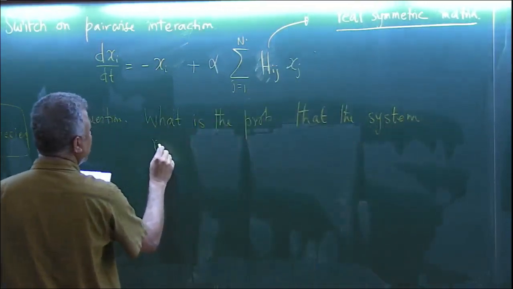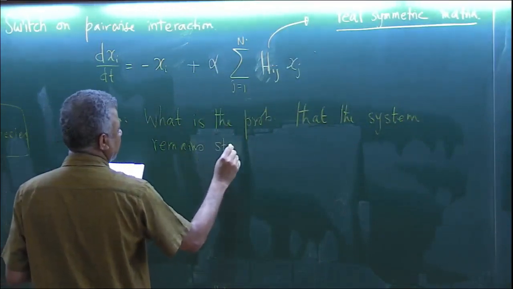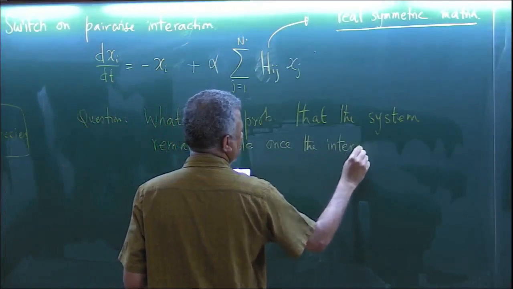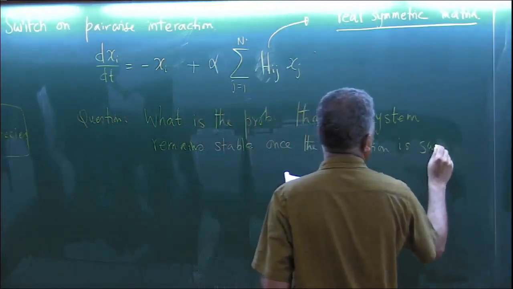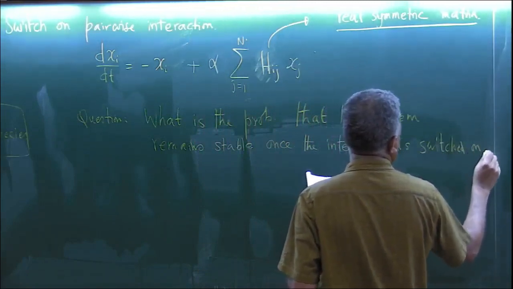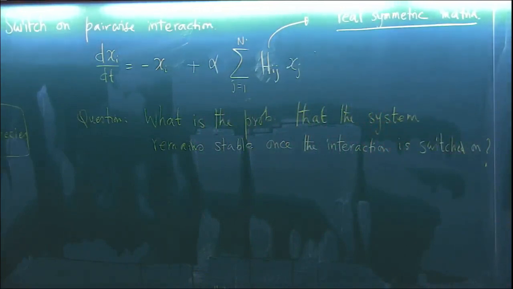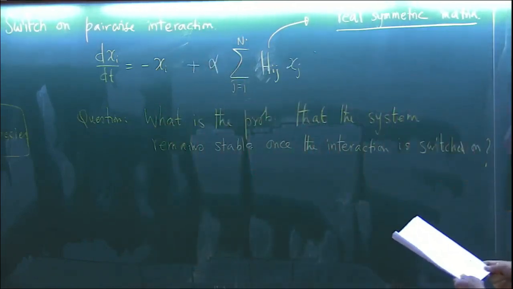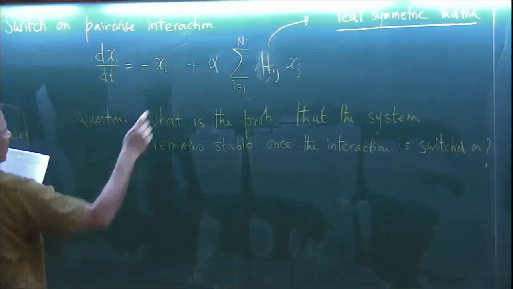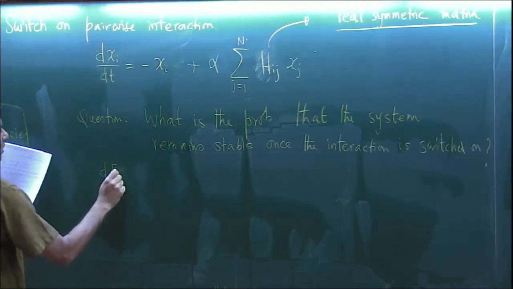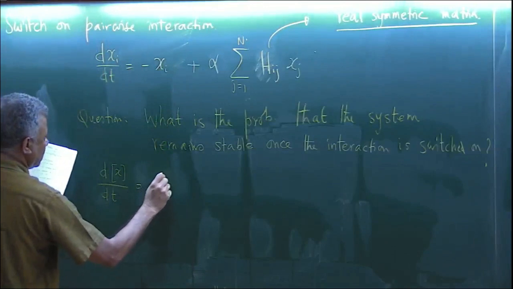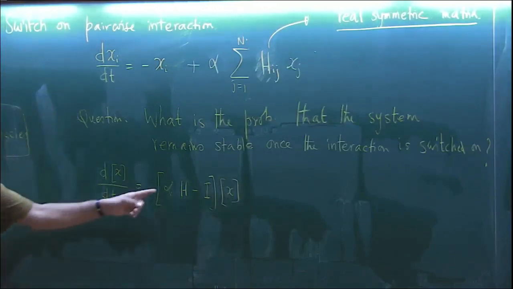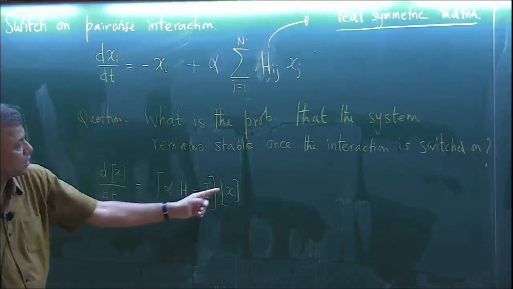What is the probability that the system remains stable once the interaction is switched on? We know that for alpha equal to 0, when there is no interaction, it's stable. Now I switch on this alpha, and for small alpha you would expect it still to be stable, but as you increase alpha, is it going to be stable or not? This equation you can write down as a vector equation, x, think of this as a column vector. So this is the H matrix: alpha H minus the identity matrix times the column vector x, right?